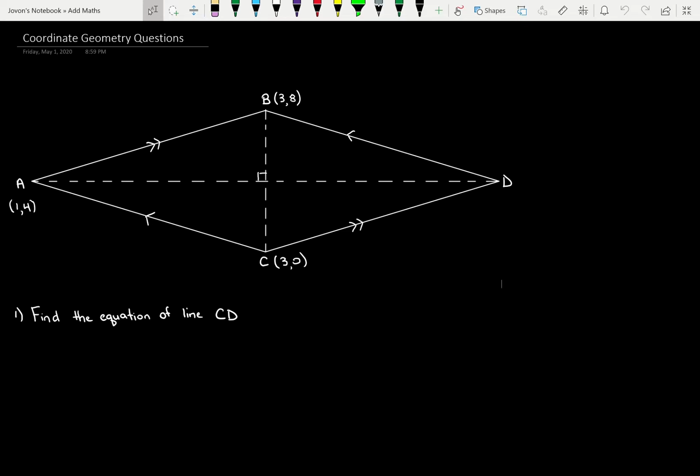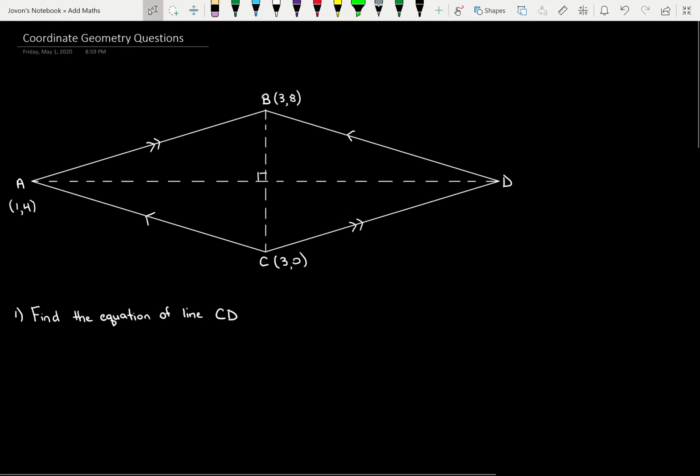Hey guys, so welcome back, and today we are going to do coordinate geometry questions. If you did not review the coordinate geometry theory, I highly recommend you review that video before watching this video, because a lot of the concepts mentioned in that video are going to be discussed here, and we're going to need them to do these questions. Okay, so let's get right into it.